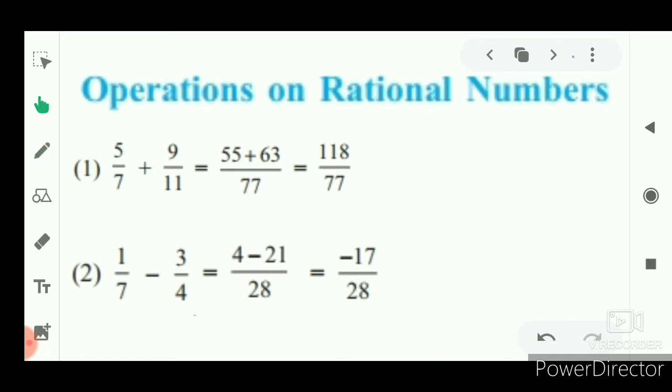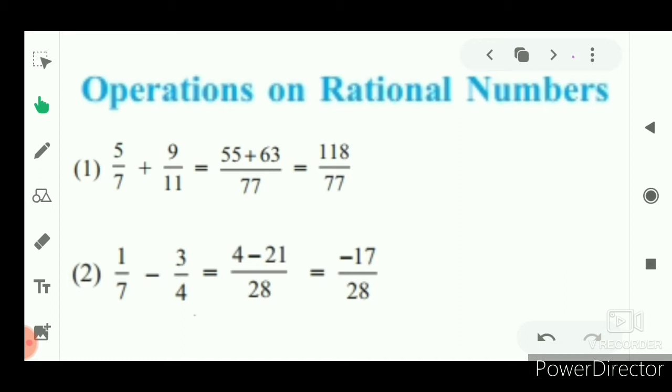Let's take some examples. If we want to add 5 by 7 and 9 by 11, then we just cross multiply: numerator of first by the denominator of second, plus as it is, then numerator of second by the denominator of first, divided by the denominator of both. Like here 5 into 11 is 55, plus 9 into 7 is 63, divided by 77. Then 55 plus 63 is 118 divided by 77. It means that the addition of rational numbers is similar to the addition of fractions.